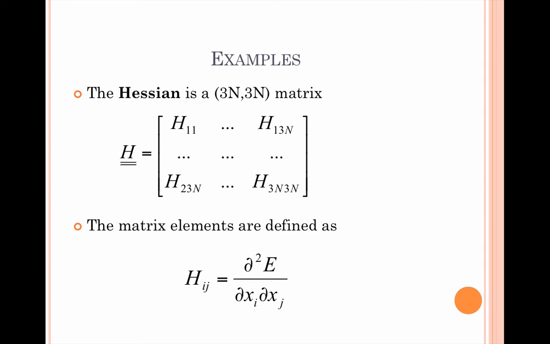A Hessian is a 3n times 3n matrix, and the elements are defined as the second derivative of the energy with respect to two particle positions. We will later on get back to working with examples involving Hessians.